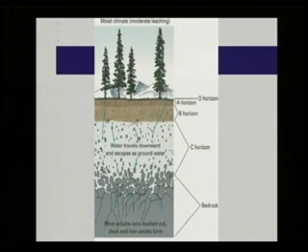Here is a typical pedalfer. You see conifers growing. Again, there's plenty of precipitation compared to a more arid region. The water will percolate down through that A horizon and leach completely the minerals out of the A, and actually there's enough water to carry those minerals out of the B horizon as well.